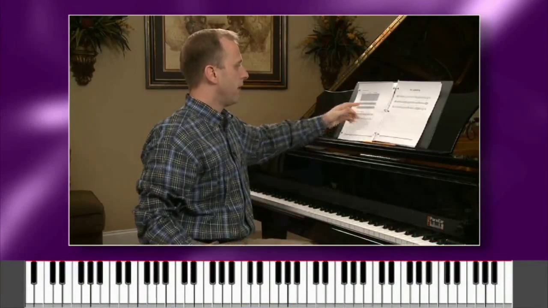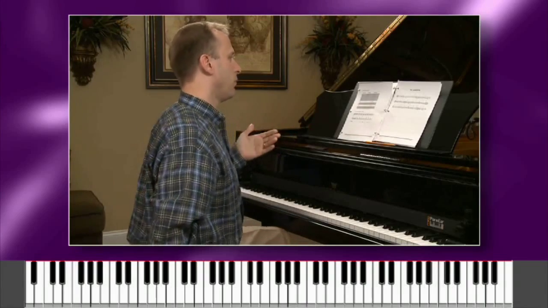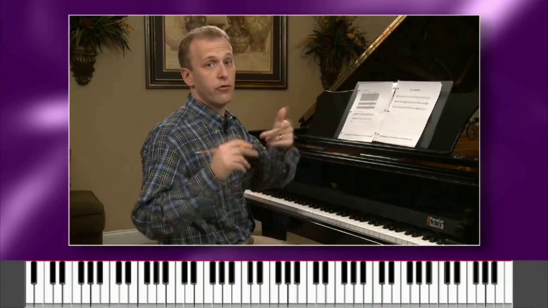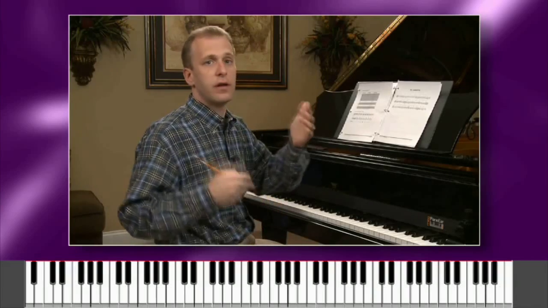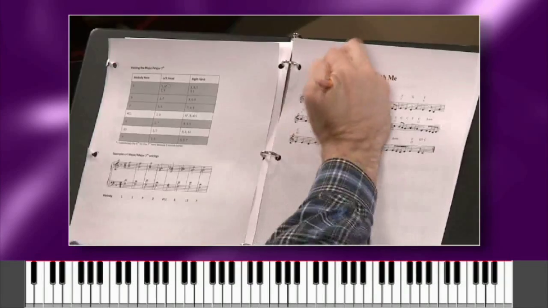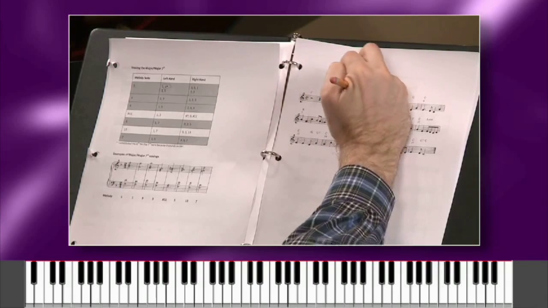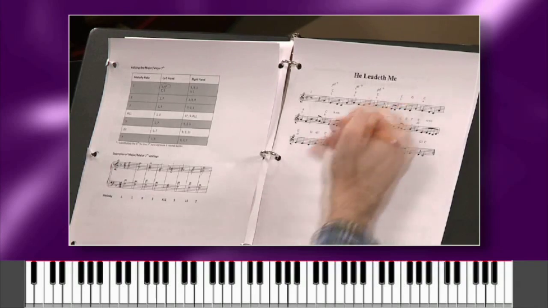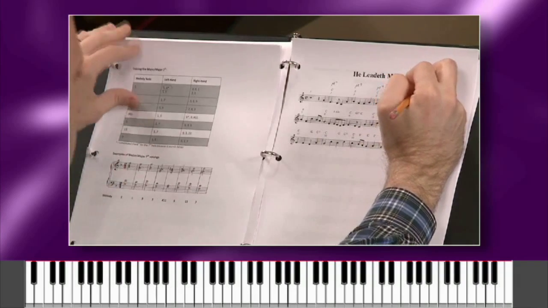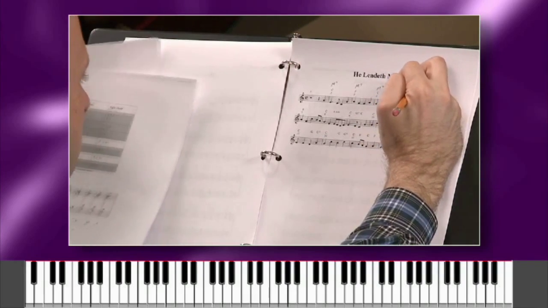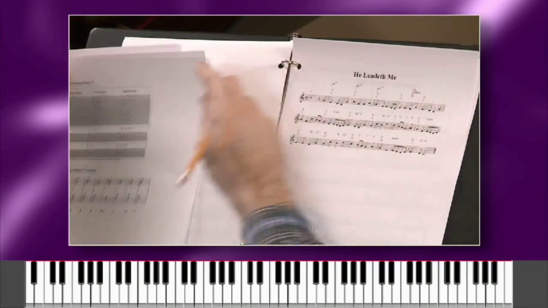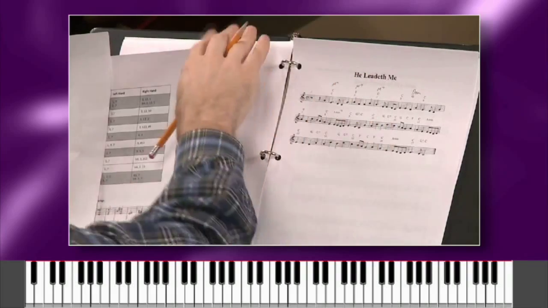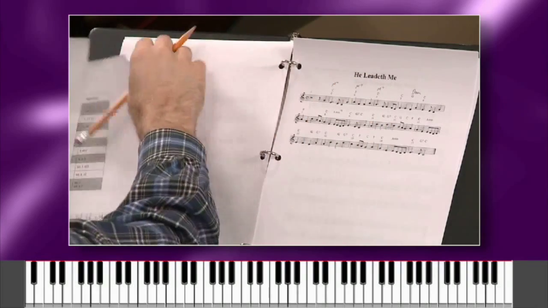All right, so as we start He Leadeth Me, now remember, the 1 and the 4 chords are C and F, and those are going to tend to be major 7s. So we're going to put major 7 above those, okay? And the G should be a G7. It should be dominant because it's the 5 chord. So we'll put a 7, we'll put dominant here. And then we have A minor, and so we're going to use the minor chart for that.